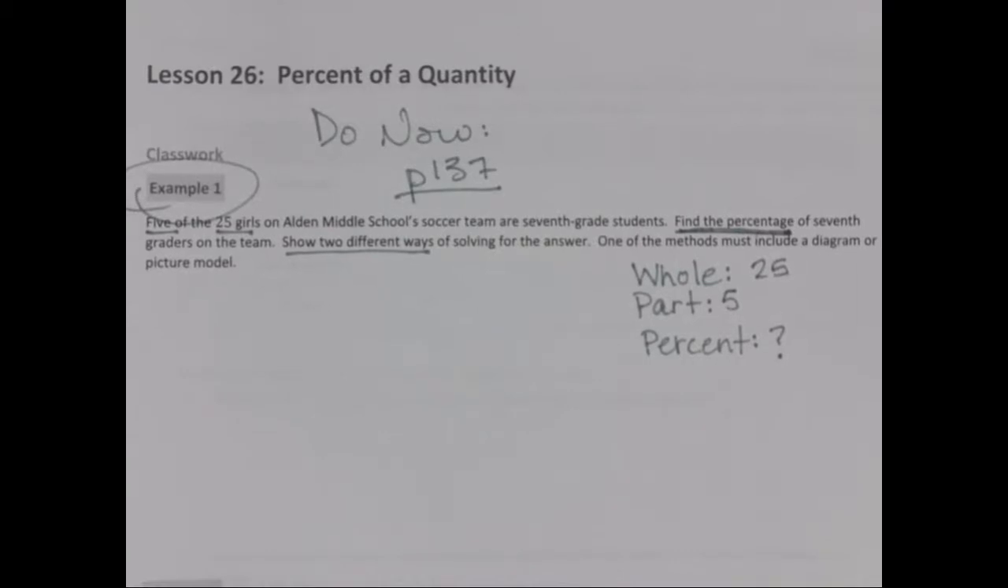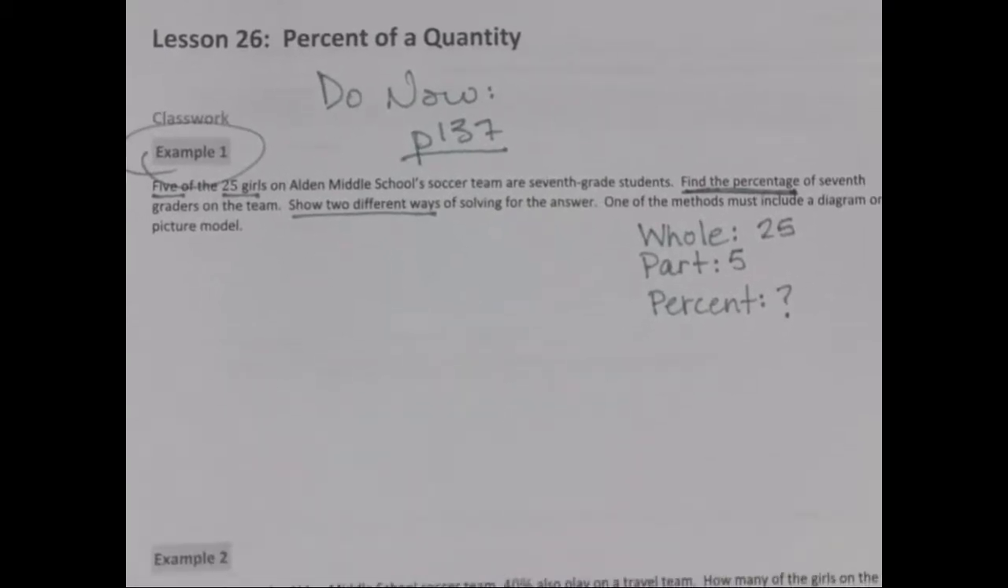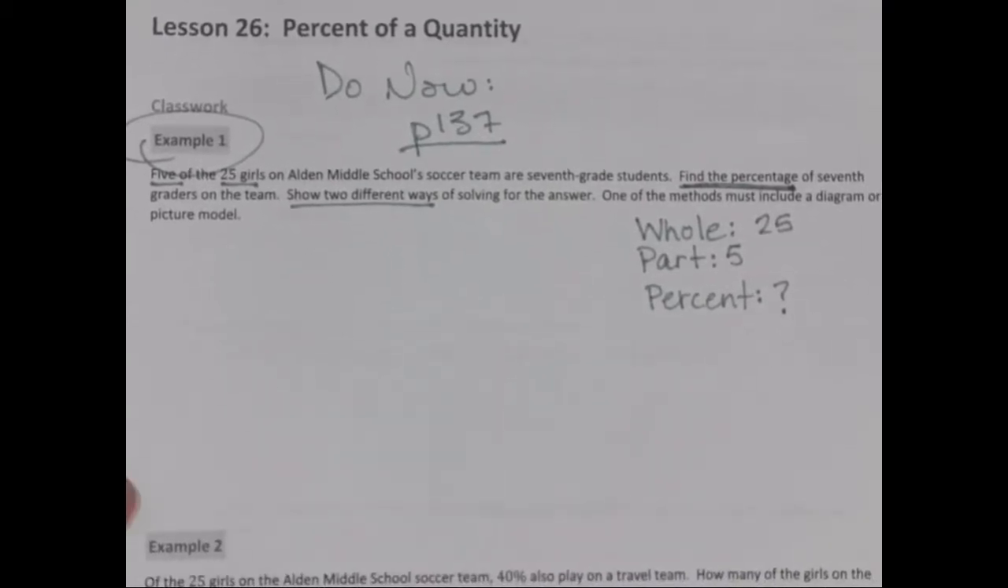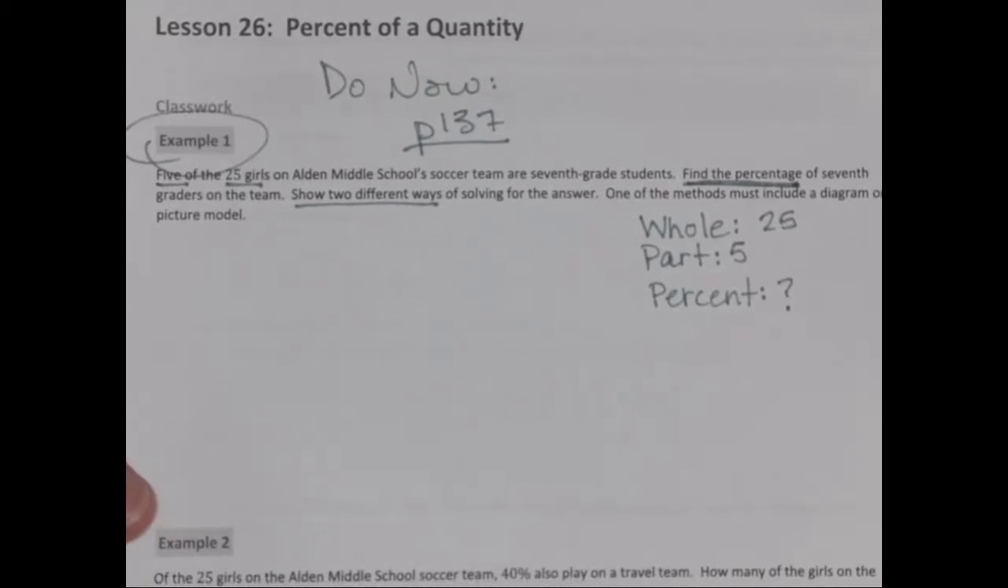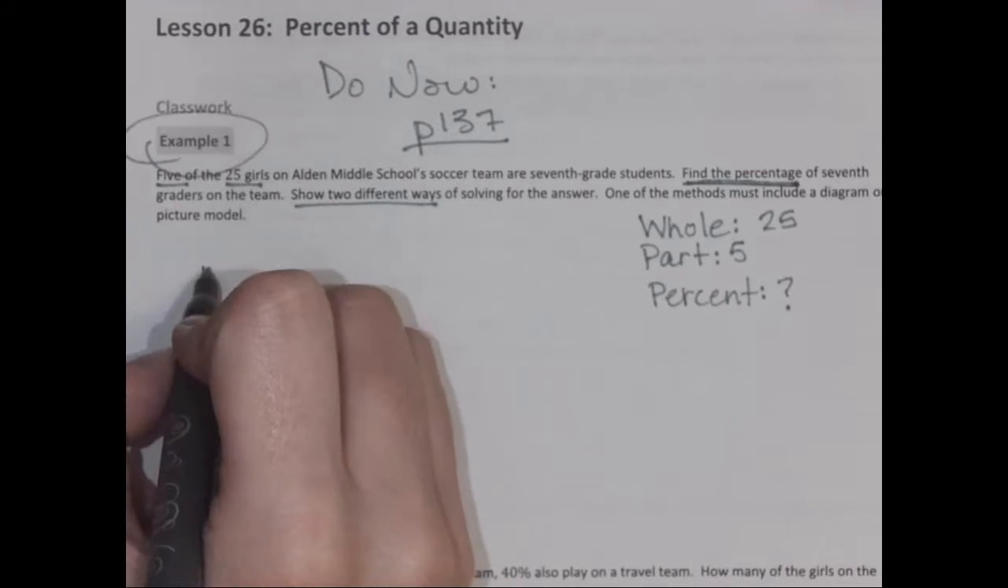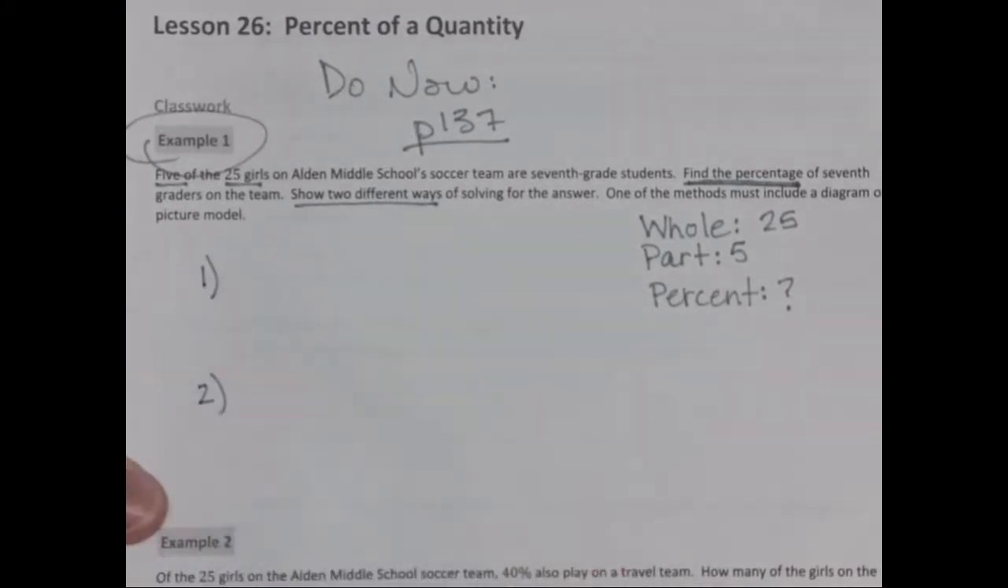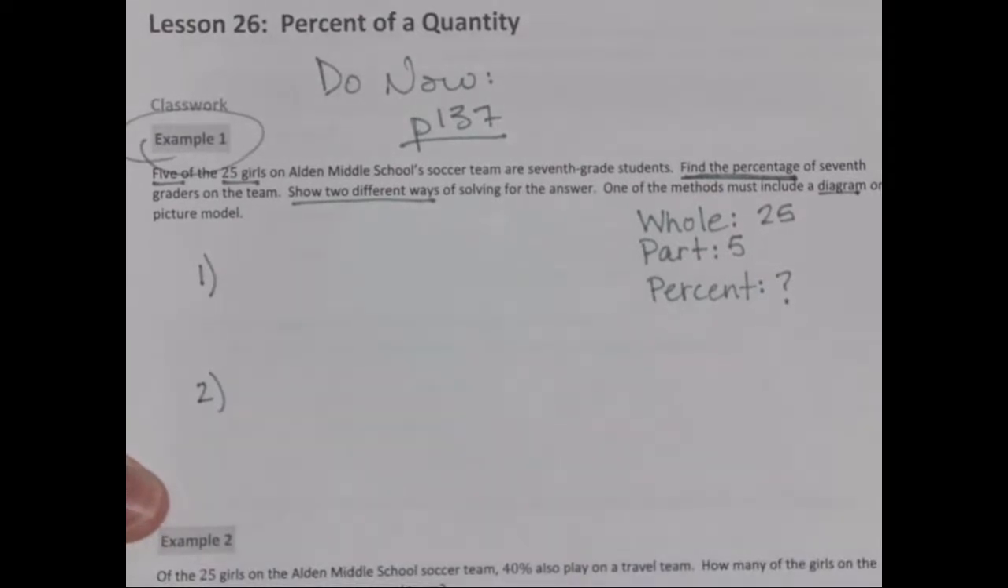Let's count the questions or the steps. How many things do I need to do? How many things does this question ask me to do? Julie? 2. We have to show 2 different ways to solve it. And one of them has to include a diagram or a picture. So, let's solve it mathematically first.